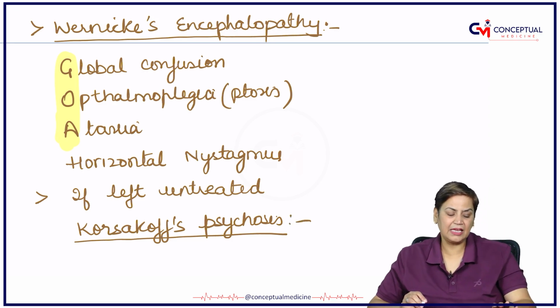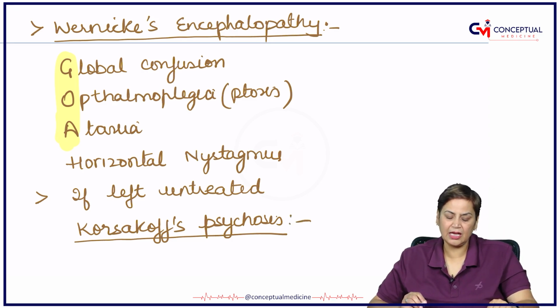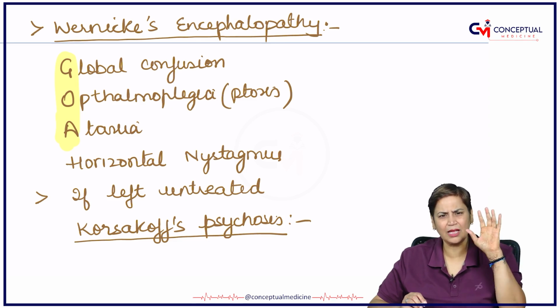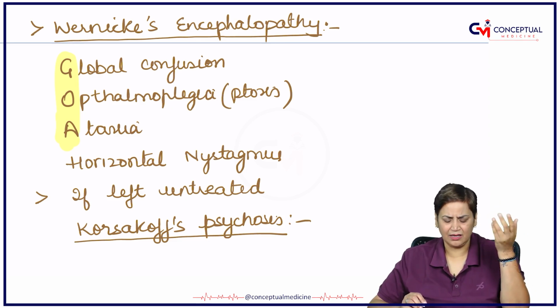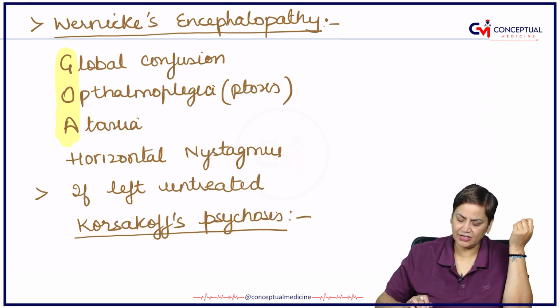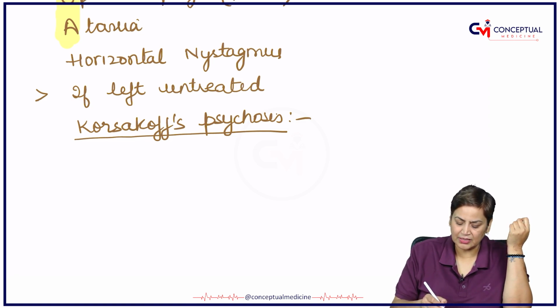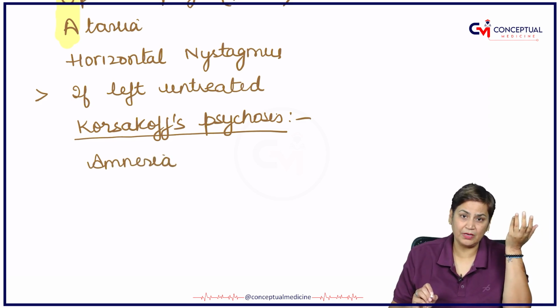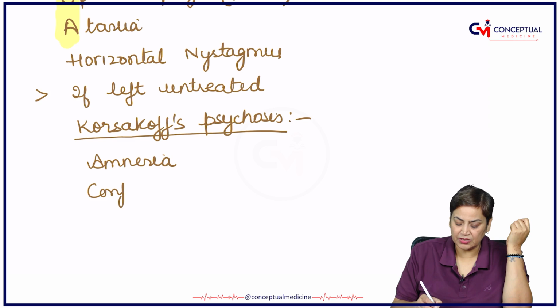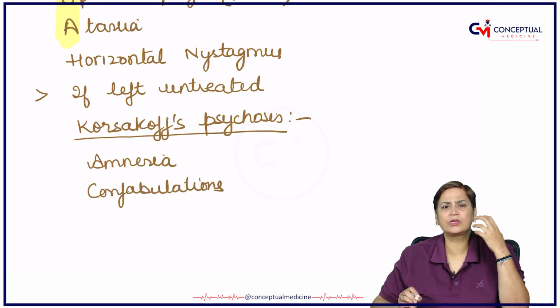So we can say that alcoholics who are B1 deficient are more prone to suffer from Wernicke's encephalopathy, where there is always global confusion. He is all the time confused. Ataxia will be there, and horizontal nystagmus. And if it is left untreated, it will lead to Korsakoff psychosis. And in Korsakoff psychosis, amnesia is there, dementia, loss of memory is there, and confabulations. He will always cook certain stories.